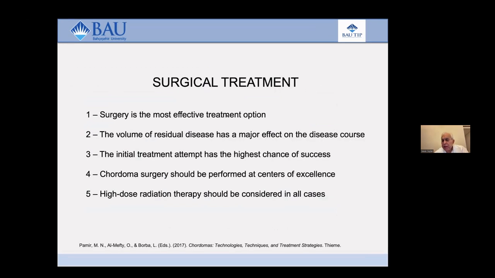Essentials of surgical treatment. Surgery is the most effective treatment option. The volume of residual disease has a major effect on disease course. The initial treatment attempt has the highest chance of success. High-dose radiation therapy should be considered in all cases. The surgery should be performed at centers of excellence.